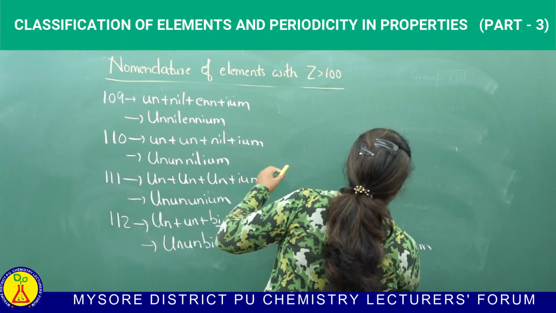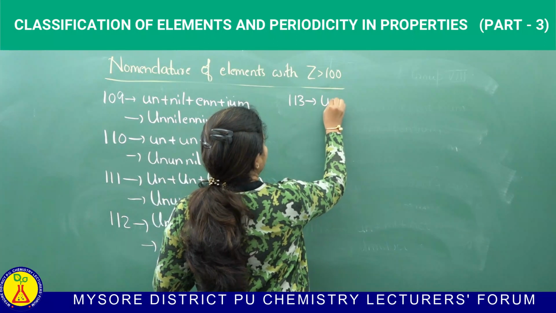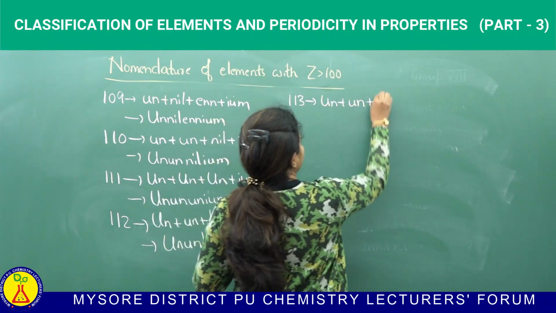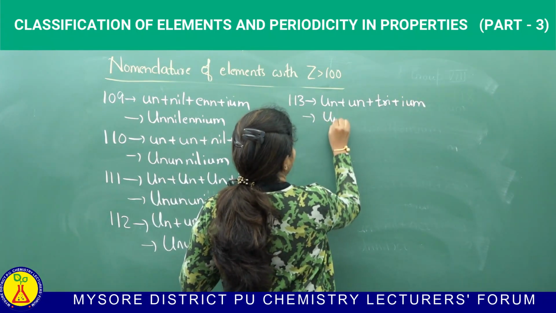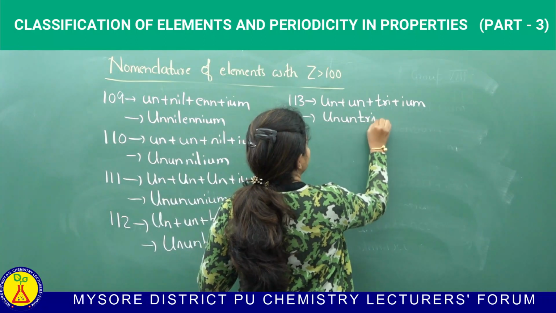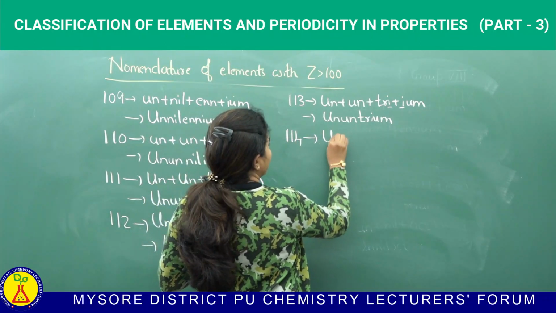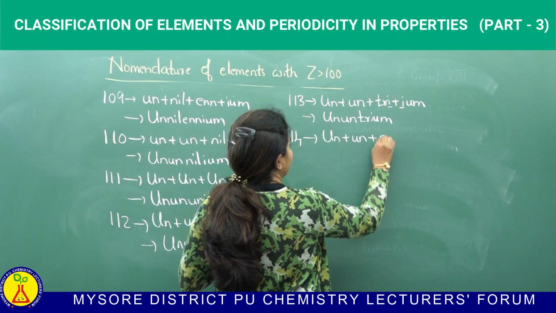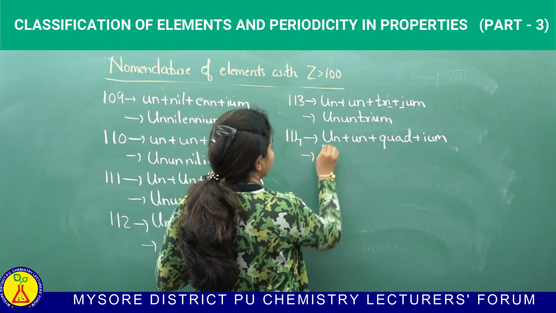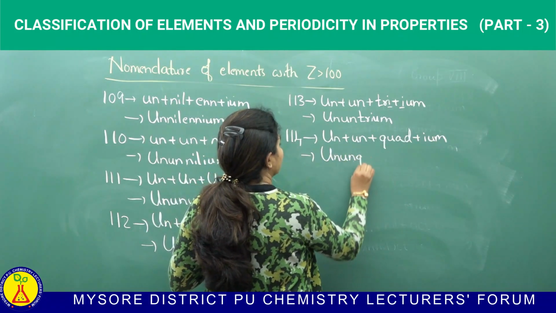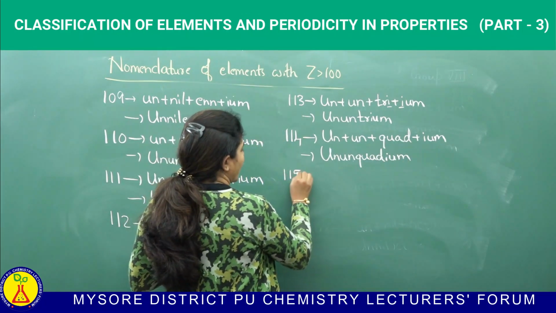Okay. Next, 113. 113 is un un tri ium, which is nothing but ununtrium. Double i is dropped, single i. Next, 114. Un un quad ium. It is called ununquadium.